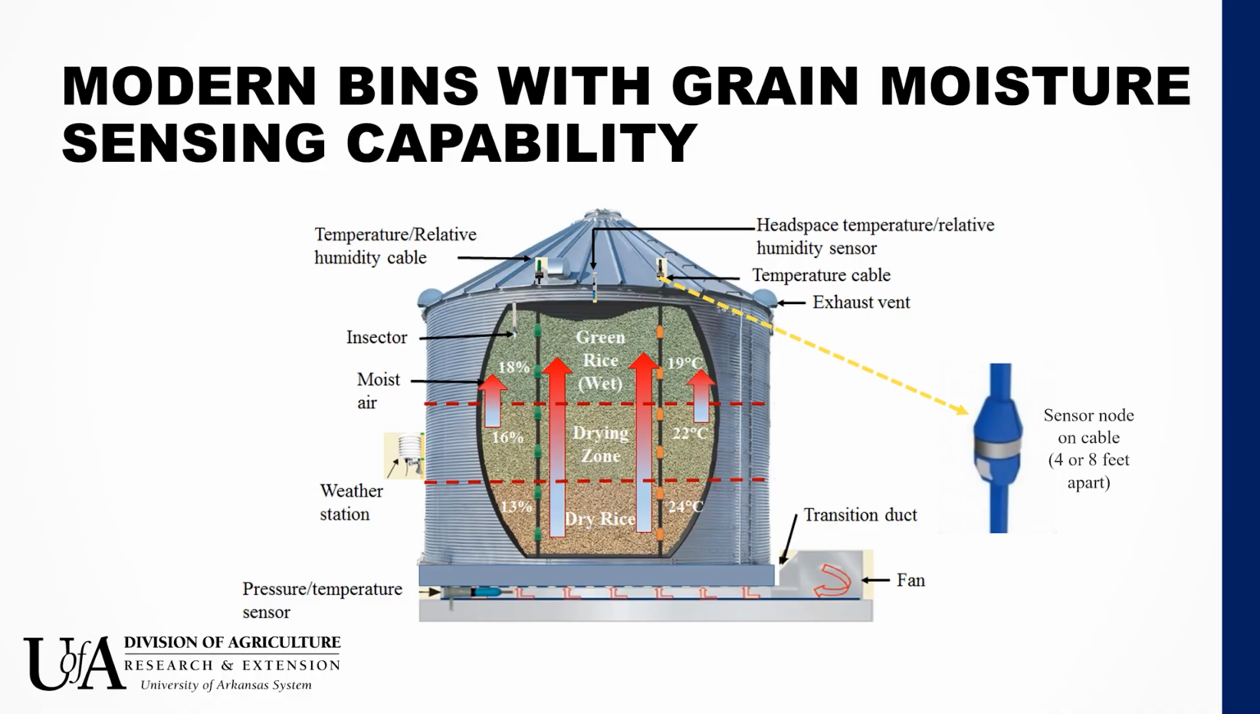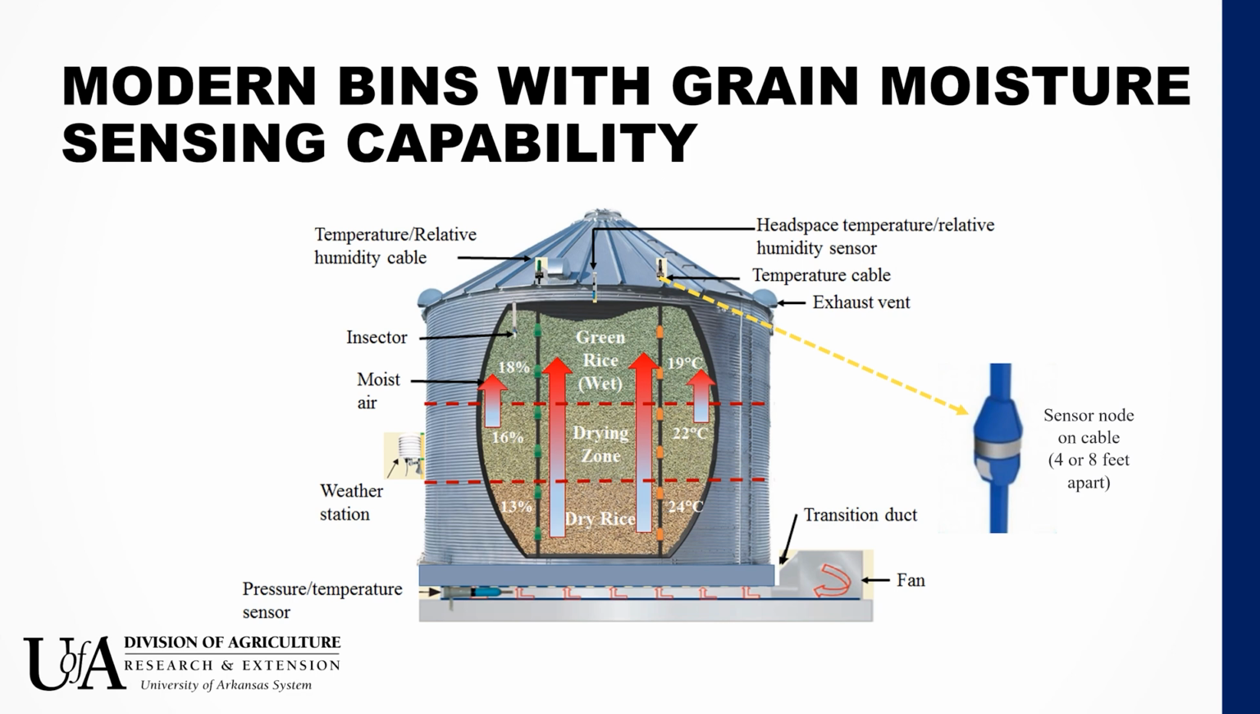What this does is we have cables that are installed within the bin, and on those cables we have sensors that have been calibrated to pick the temperature and relative humidity of the air that is closest to them, and with that information we can calculate the moisture content of that grain. Several of these cables can be installed within this bin, and that gives us the capability to monitor the moisture content within the grain at various locations. We can monitor the moisture content in the bottom layers, the mid layers, as well as the top layers.